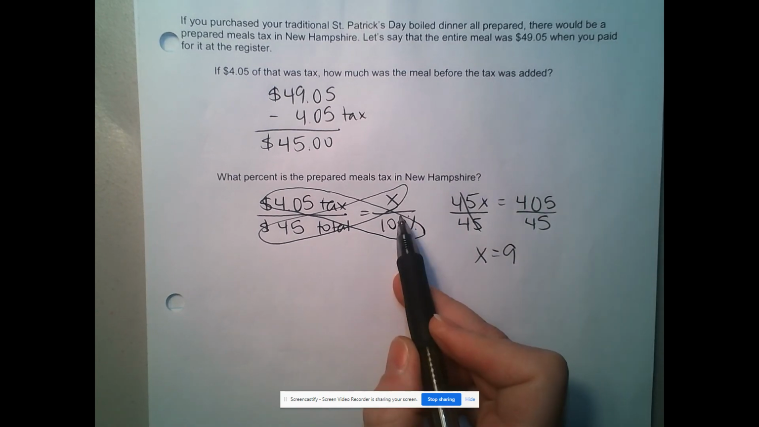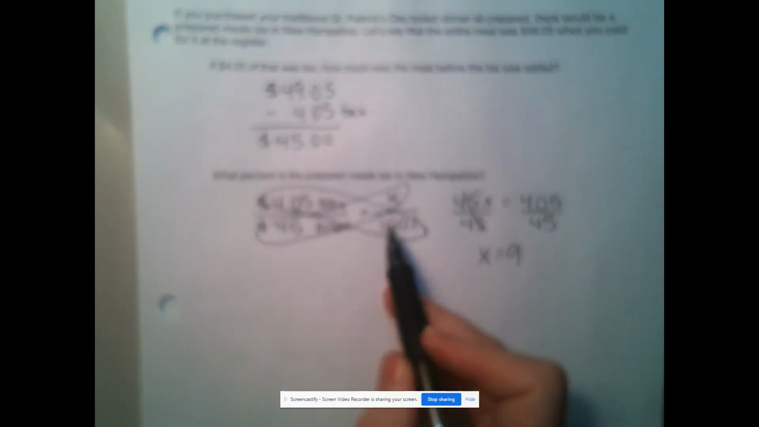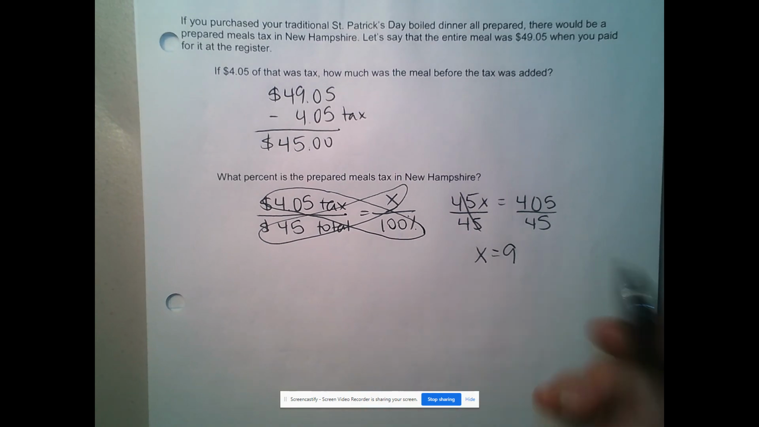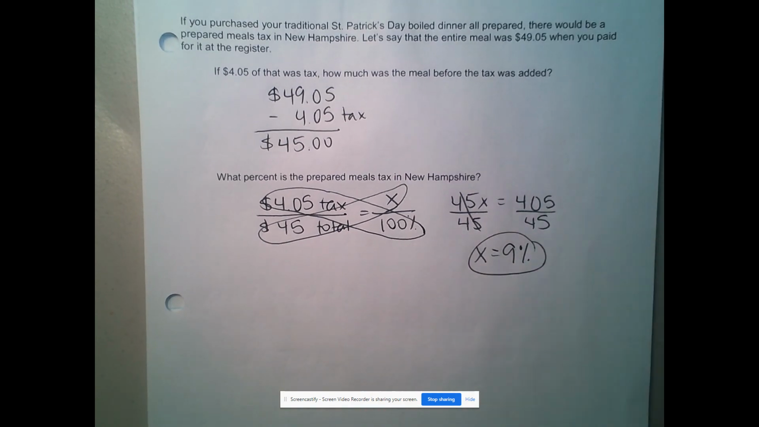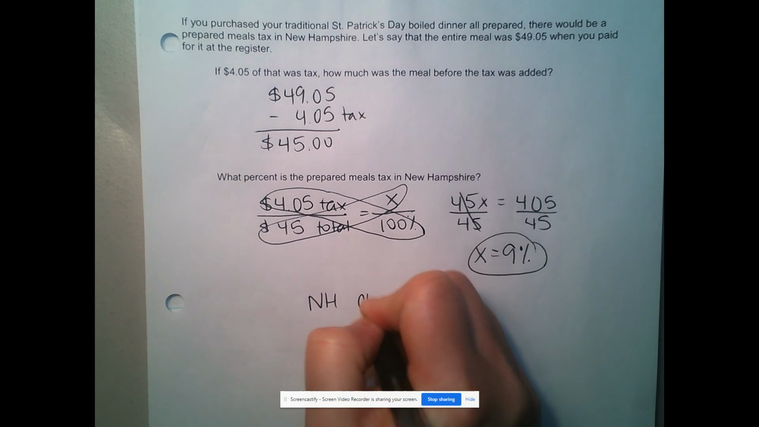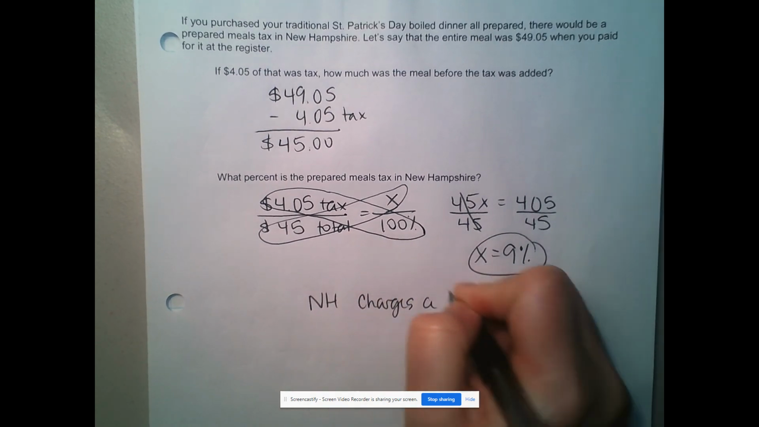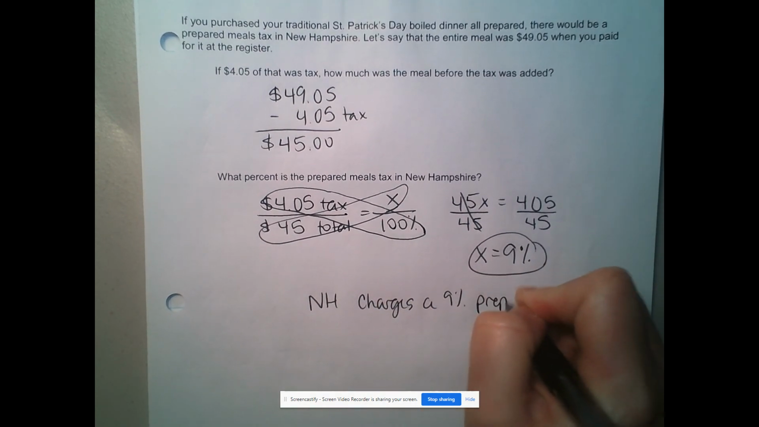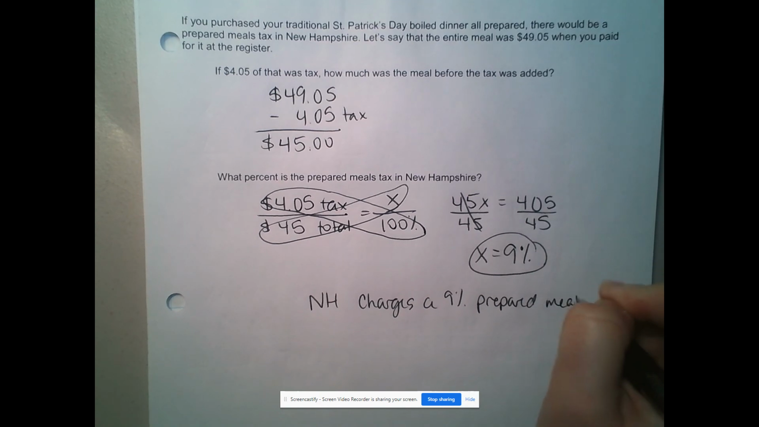Now look at what we were finding. What is the percent of the prepared meals tax? So X is 9%. New Hampshire charges a 9% prepared meals tax.